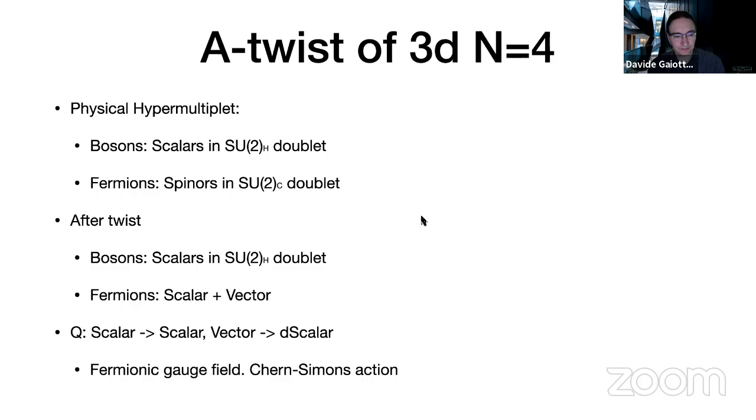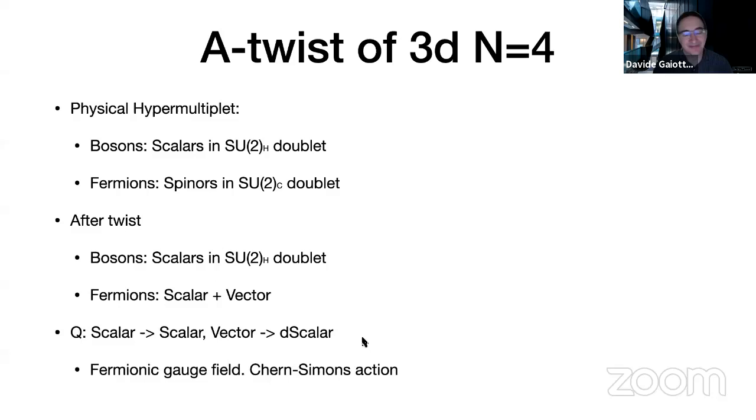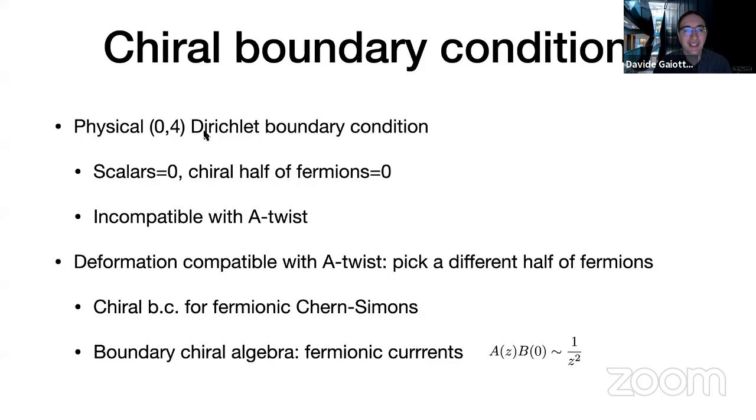So, which kind of holomorphic boundary conditions can I have? Well, this is a Chern-Simons theory, so it's not difficult to guess that you can find some holomorphic boundary condition which gives you a WZW model for this Chern-Simons action. And indeed, if you take some Dirichlet boundary conditions preserving a certain half of the supersymmetries and you modify them a little bit to make them compatible with the A-twist, you end up with the standard chiral boundary conditions, Dirichlet boundary conditions, for the fermionic Chern-Simons theory. And so the boundary chiral algebra is just the WZW model for this fermionic Lie algebra. You essentially get a bunch of fermionic currents with a very simple OPE.